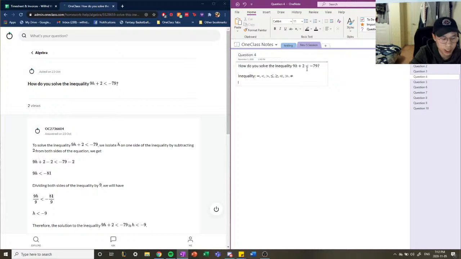11 is not less than negative 79, right? So when they're asking you to solve the inequality, they're basically asking you to isolate for h and find the values of h where this statement will always be true. So like in any other question, we're isolating for h and solving for h, okay? So let's do that now.